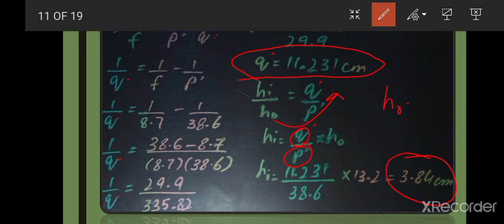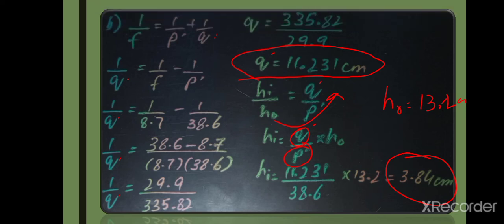H naught was 13.2 centimeter tall. In the first case, it is reduced to 10.83. Now it is reduced to 3.84, meaning it is again reduced. You have taken the object to double the distance, and here the height of the image is reduced again. So we can see that the size and location of the image depend upon the location of the object in front of the mirror.